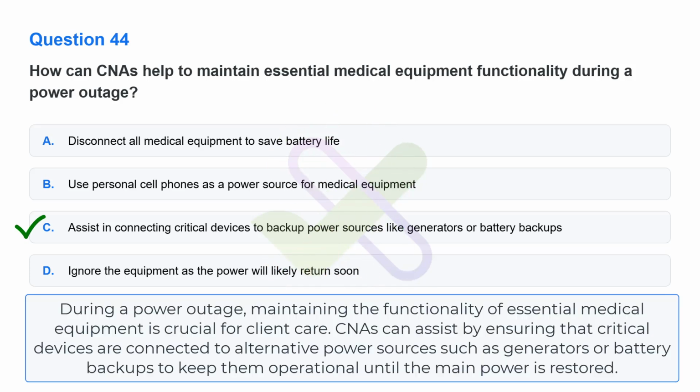The correct answer is C. Assist in connecting critical devices to backup power sources like generators or battery backups. During a power outage, maintaining the functionality of essential medical equipment is crucial for client care. CNAs can assist by ensuring that critical devices are connected to alternative power sources such as generators or battery backups to keep them operational until the main power is restored.